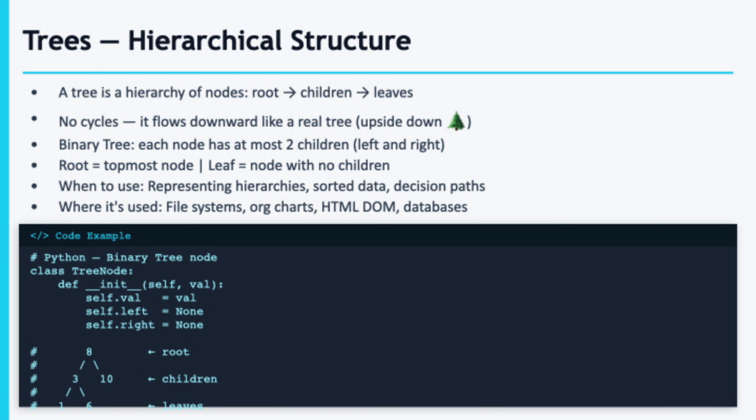A tree is a hierarchical structure that flows downward from a root to its children and leaves. Binary trees are common, where each part has at most 2 children. We use these for things like file systems and databases.